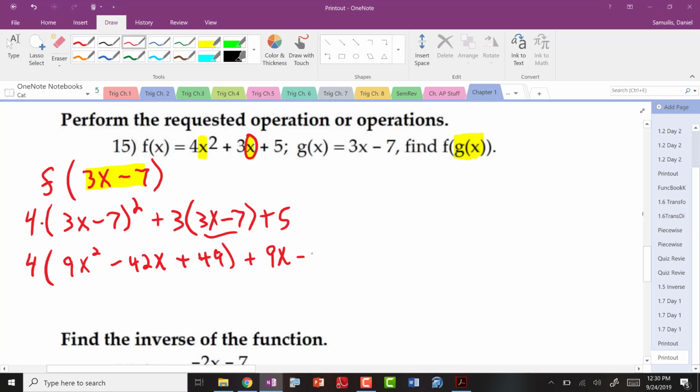That's a common error. I like talking about common errors. All the years I've taught this stuff. And then distribute. Oh boy, numbers are getting big. 3x squared. Oh, 4 times 4, 160. And that negative 168x.